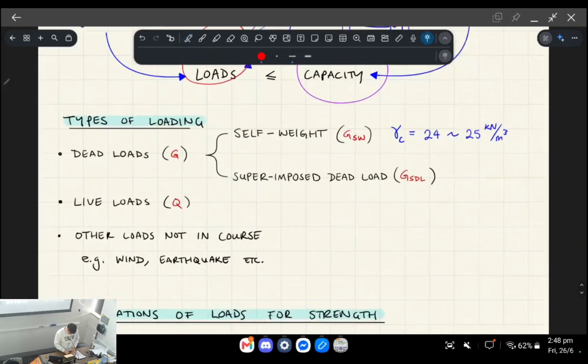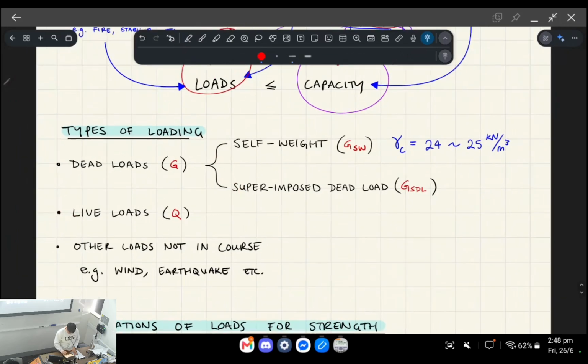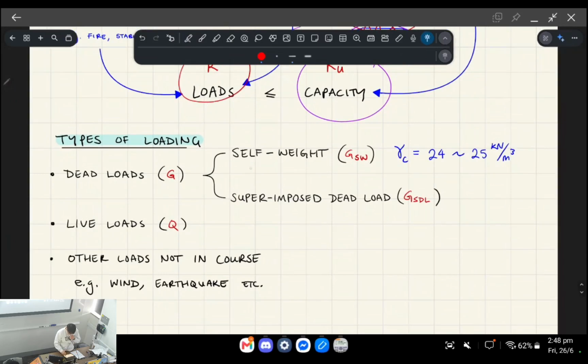Okay, you've got different types of loading. You've got dead loads, you've got live loads, and you've got other loads which aren't in this course, like wind loads and earthquakes and things like that. So let's just talk about dead and live loads for now. Dead loads can be split up a bit further into self-weights and superimposed dead loads, okay?